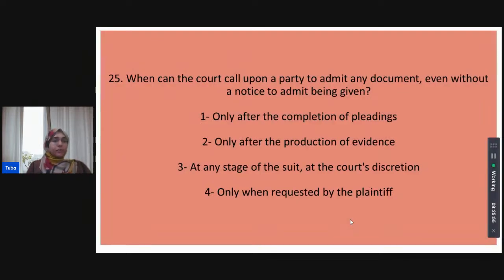Now, question 25. When can the court call upon a party to admit any document, even without a notice to admit being given? So, even without such a notice being given, can the court call upon a party to admit any document? Is it only after the completion of pleadings? Is it only after the production of evidence? Is it at any stage of the suit at the court's discretion? Or is it only when requested by the plaintiff?